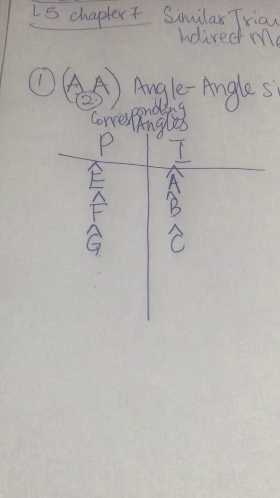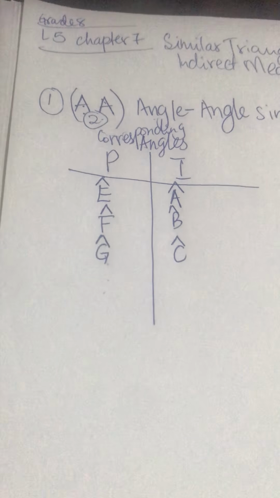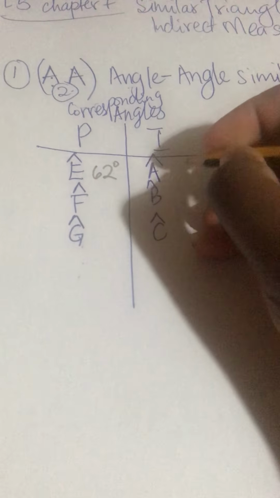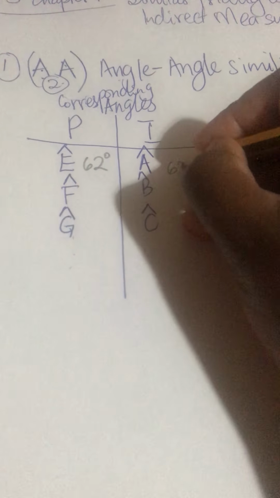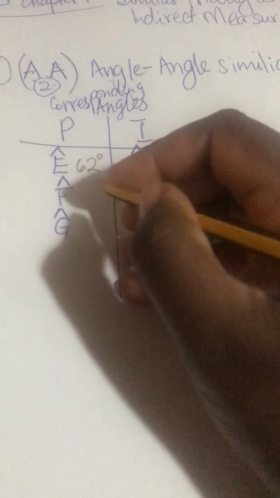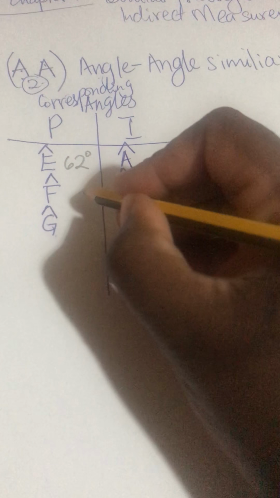Okay, then I put my numbers. E is 62. So A is also 62 degrees. F is 48.